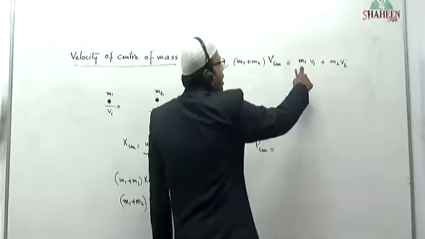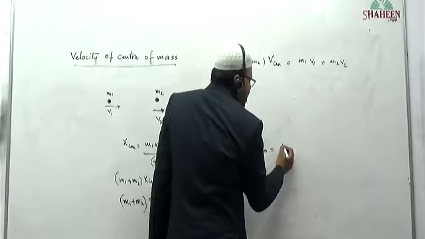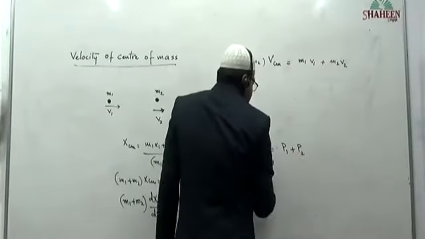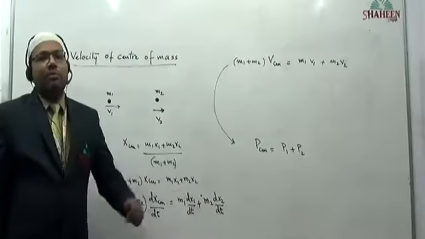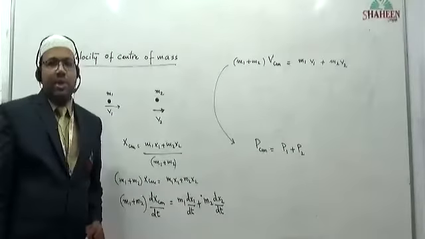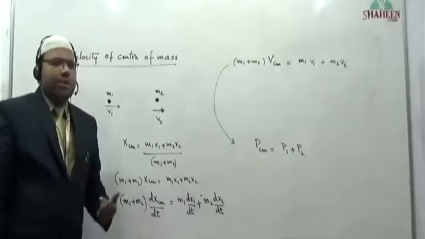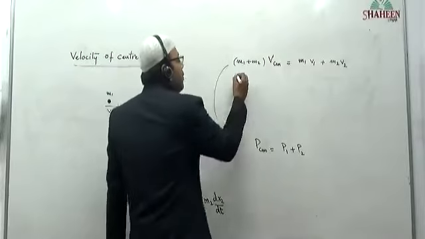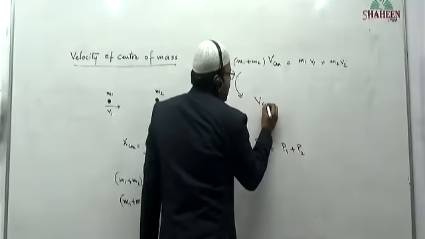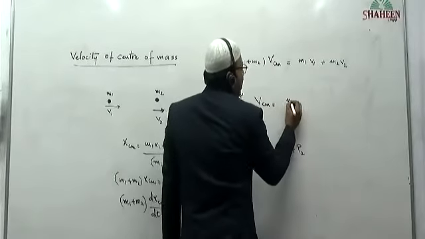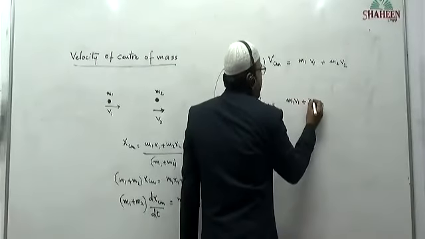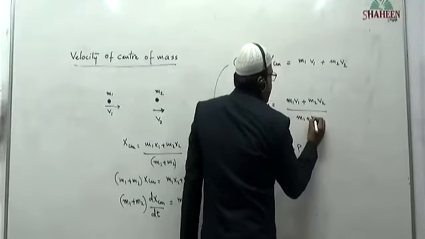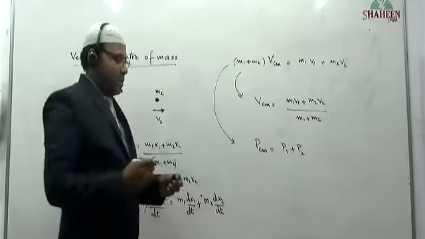Next, what do you say about this m1 v1? It is the momentum of the first particle, plus the momentum of the second particle. So the momentum of the center of mass is the sum of the momentums. In vector form, you can write a bar over it. Second part: they can ask you the velocity of the center of mass. So the velocity of the center of mass is equal to m1 v1 plus m2 v2 by m1 plus m2. Copy it fast.